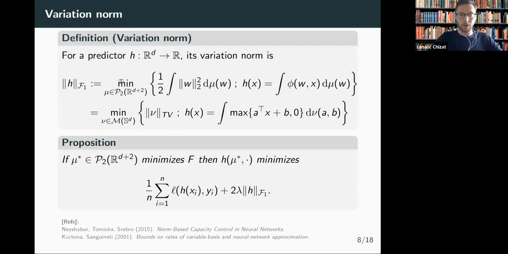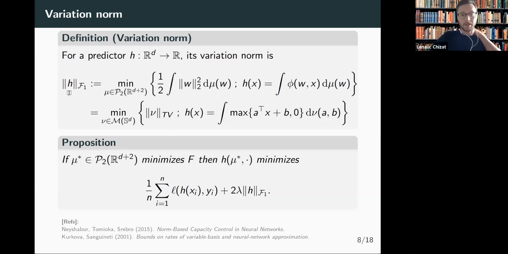If you know about the variation norm, you might be more familiar with this alternative but equivalent definition. If we see our ReLU function as a continuous dictionary of simple functions, then the variation norm is the smallest L1 norm over all the possible decompositions of the function h over this continuous dictionary of functions, parameterized by a, b, the input weights. And here we have this total variation norm, which is the natural continuous counterpart of the L1 norm regularization.